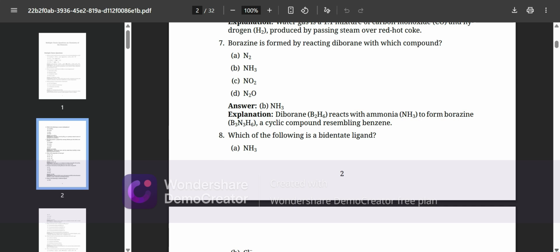Borazine is formed by reacting diborane with which compound? NH3.